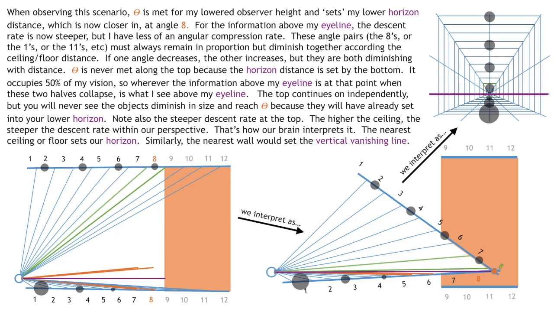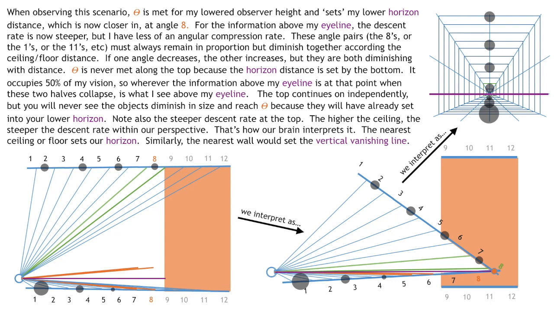It occupies 50% of my vision. So wherever the information above my eye line is at that point, when these two halves collapse, is what I see above my eye line in my perspective. The top continues on independently, but you will never see the objects diminish in size and reach theta along the top because they will have already set into your lower horizon. They are gone to your vision.